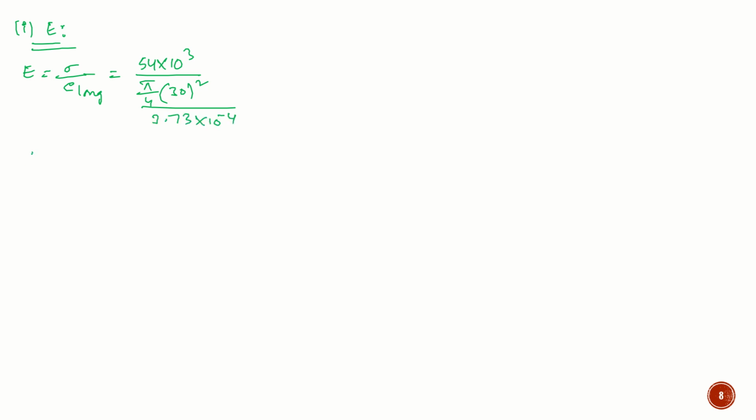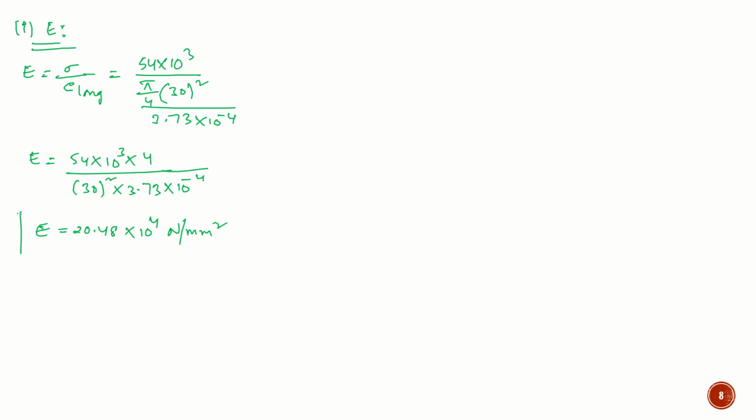So finally from here Young's modulus can be written as 54 into 10 power 3 into 4 by 30 square into 3.73 into 10 power minus 4. So from here our Young's modulus will come out to be 20.48 into 10 power 4 Newton per mm square. This is the value for elastic modulus. Now what is the second value we need to calculate? Bulk modulus we will calculate, because we know the relationship between E and K now. So we'll calculate bulk modulus, then we will calculate C.